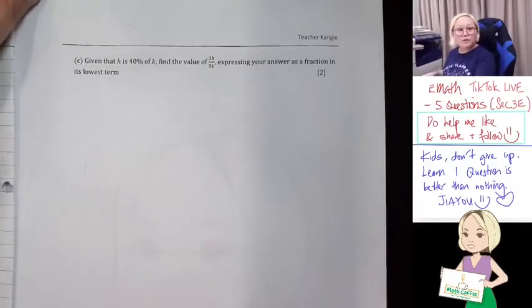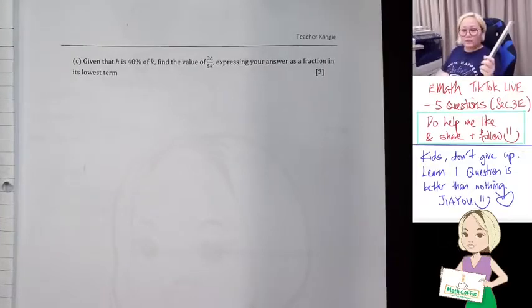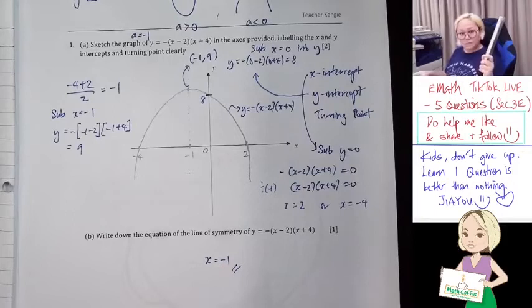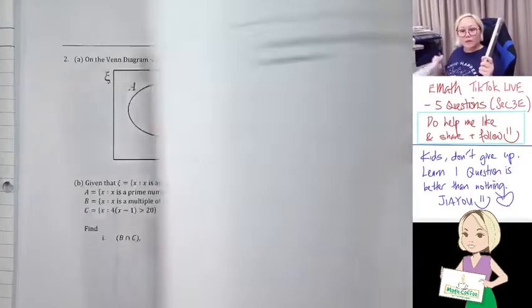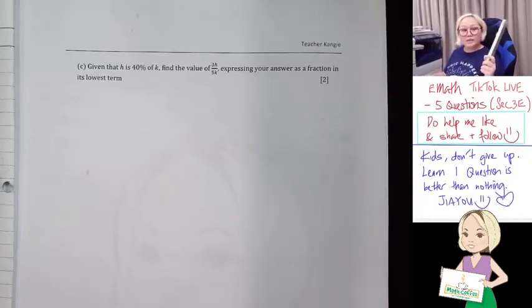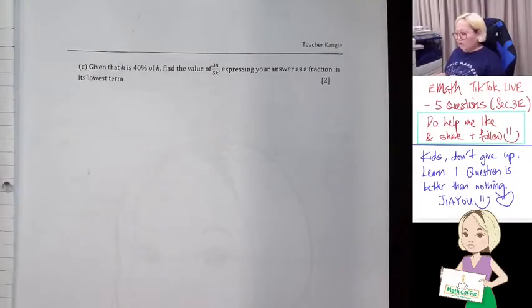Okay, this question, given that H is... my school so strict, they say must show working in order to get mark. This one 1 mark only. Given that H is 40% of K, find the value of 3H over 5K. Okay. So what do you do?